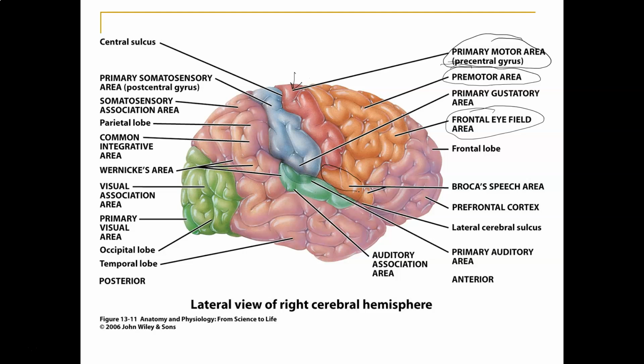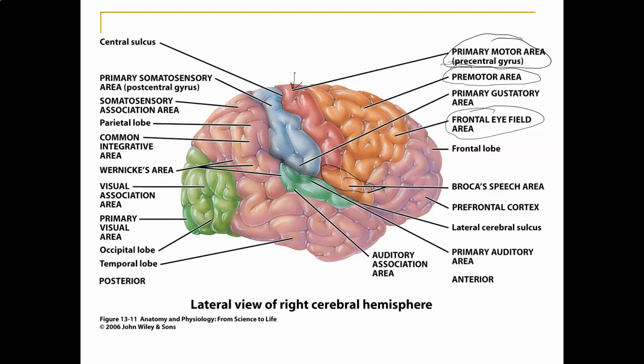And then down here, Broca's area, those neurons are involved in our ability to willfully speak. So the muscles involved in speech. And functionally, they think that your Broca's area is only on one side of your brain, in one of your two cerebral hemispheres. So those are the motor areas: the primary motor area, premotor, frontal eye field, and Broca's speech area.